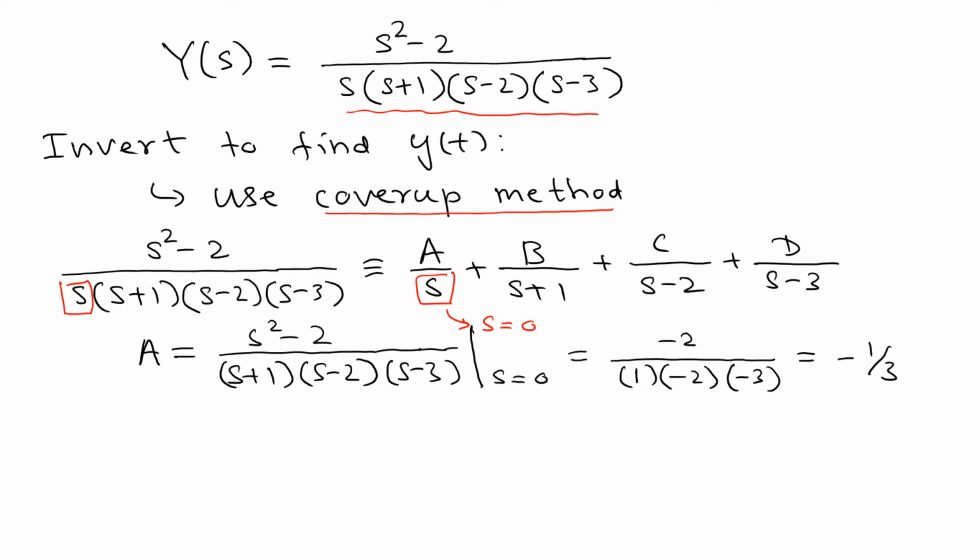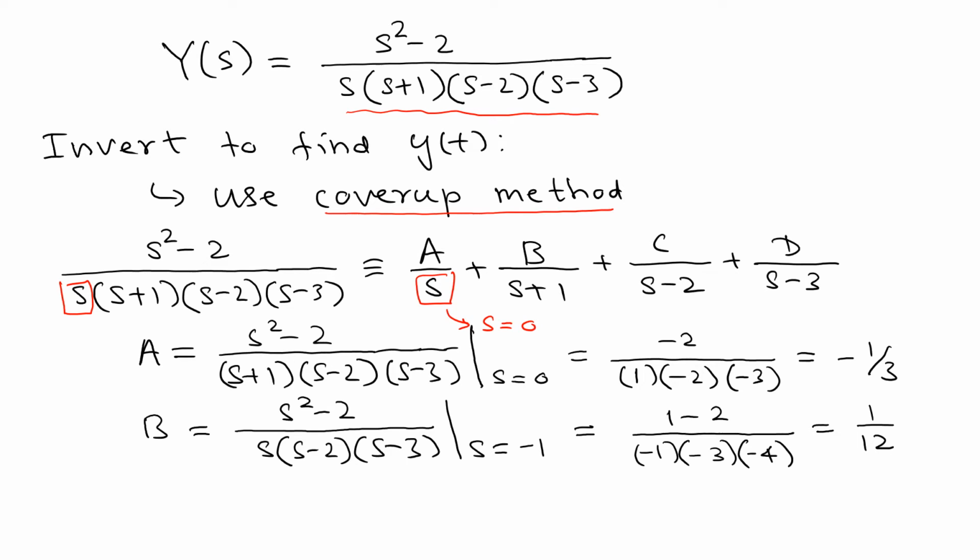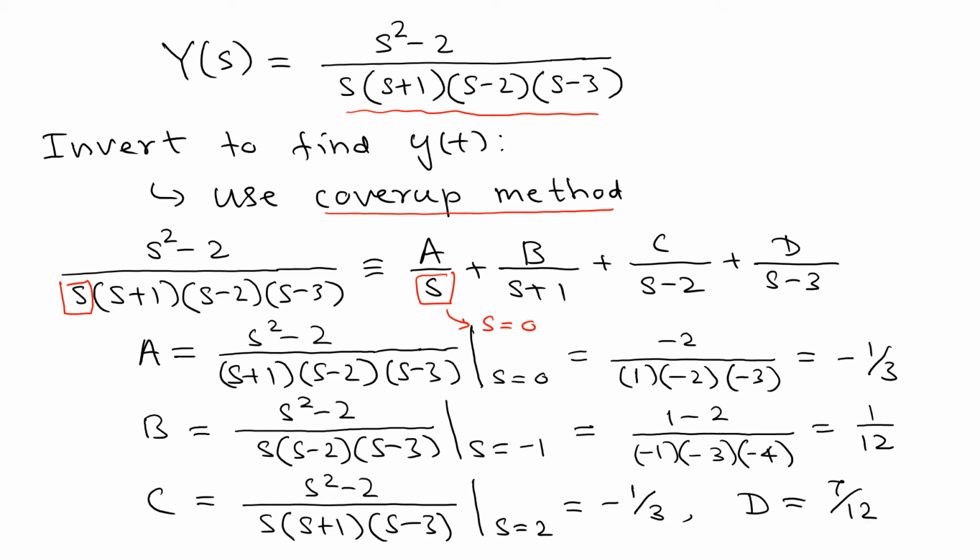You can similarly find the other values as well, like this. B equals 1 over 12, and similarly you get C equals negative 1/3 and D equals 7/12, using a similar argument. Now we're going to plug these values into the Ys expression like this.